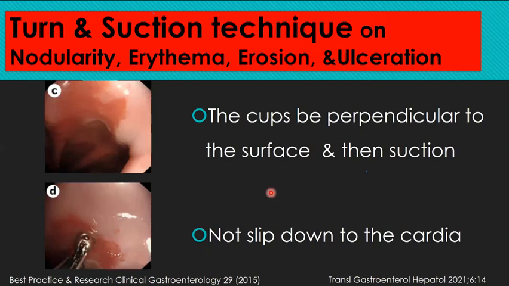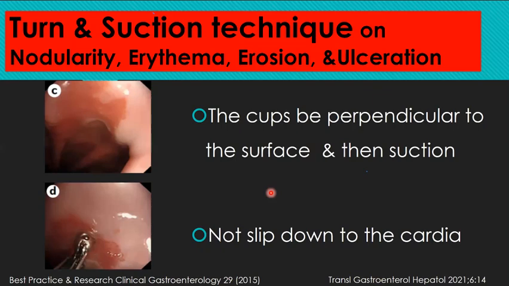Whenever I find abnormal mucosa on the distal esophagus, I use a short knob, small knob, or long knob, or even torque the scope. And whenever I must make it perpendicular, and then suction, and then biopsy. So like this.